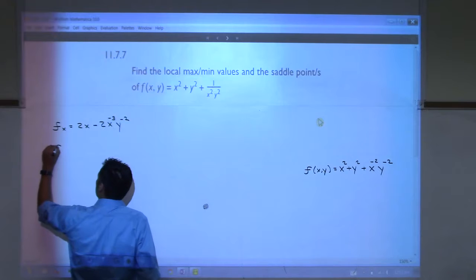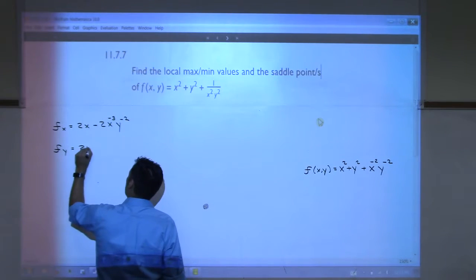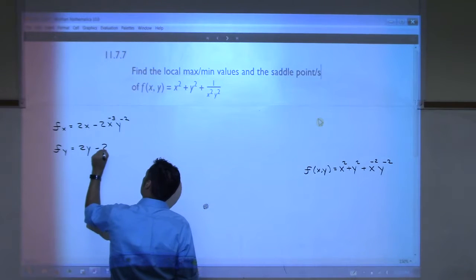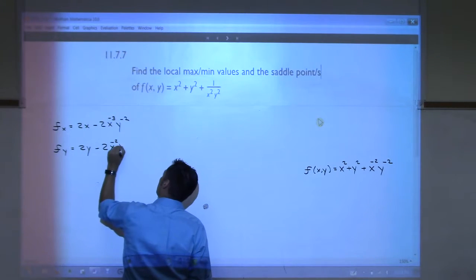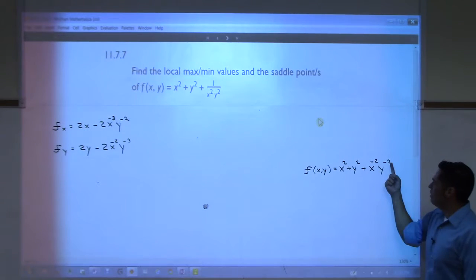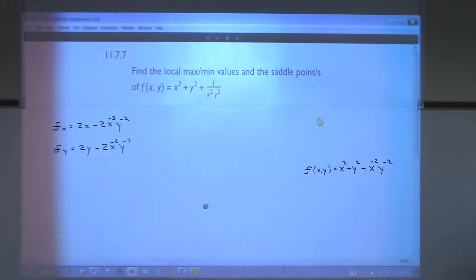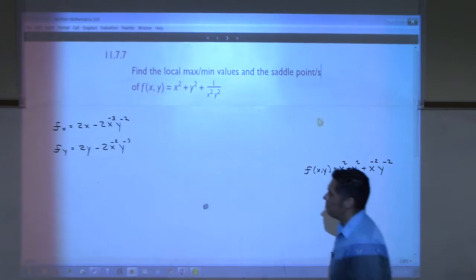Partial with respect to y is going to look fairly similar, isn't it? I mean, 2y minus 2x to the negative 2, y to the negative 3. So the only difference is that the negative 2 pops out from the y. I've got to set those equal to 0. Let's do that now.